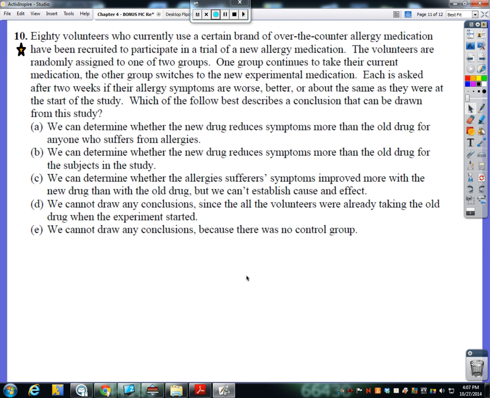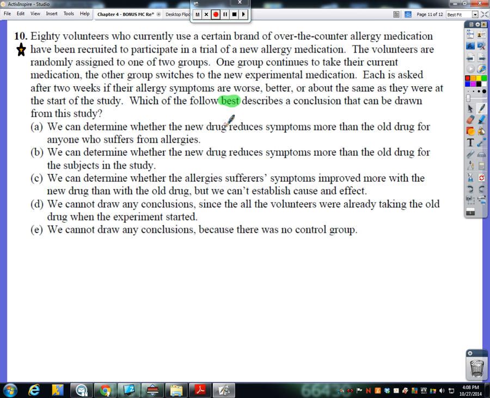And the last one. 80 volunteers who currently use a certain brand of over-the-counter allergy medication have been recruited to participate in a trial of a new allergy medication. The volunteers are randomly assigned to one of two groups. One group continues to take their current medication, the other group switches to the new experimental medication. Each is asked after 2 weeks if their allergy symptoms are worse, better, or about the same as they were at the start of the study. Which of the following best describes, again, there might be more than one thing that works out here, so they're looking for the best one, a conclusion that can be drawn from this study.